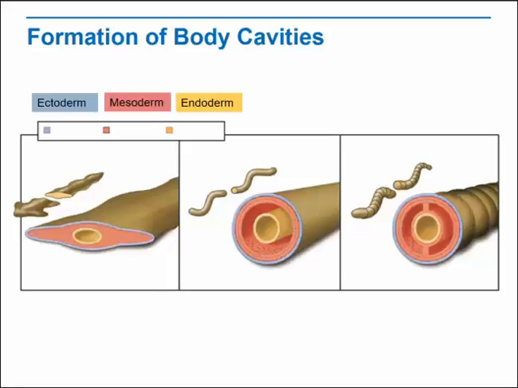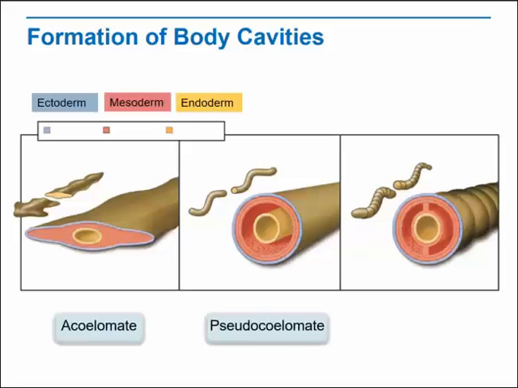Some invertebrates have only a primitive jelly-like layer between the ectoderm and endoderm. Other invertebrates lack a body cavity altogether and are called acoelomates. Still other invertebrate groups have a pseudocoelom, which is only partially lined with mesoderm. An acoelomate has no cavity between the body wall and digestive cavity. A pseudocoelomate has a cavity partially lined with tissue from the mesoderm. A coelomate has a body cavity completely lined with tissue from the mesoderm.